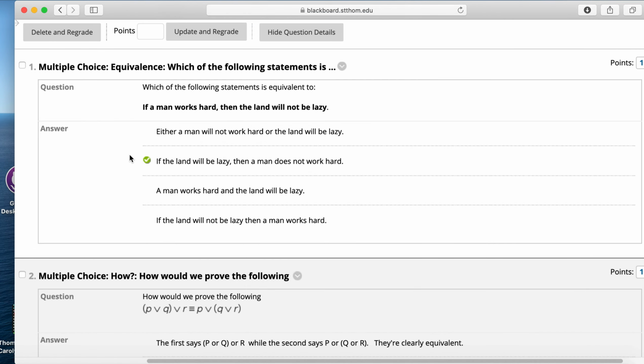If we take the second half, it says the land will not be lazy. So we should put that at the beginning and say, if it's not the case that the land will not be lazy, what is that? Well, that's just if the land will be lazy. If you negate the not, you just get rid of it. And then you take the first half and put it at the end and negate it. If a man works hard becomes then a man does not work hard. So basically, the first question is recognizing that a statement is equivalent to its contrapositive.